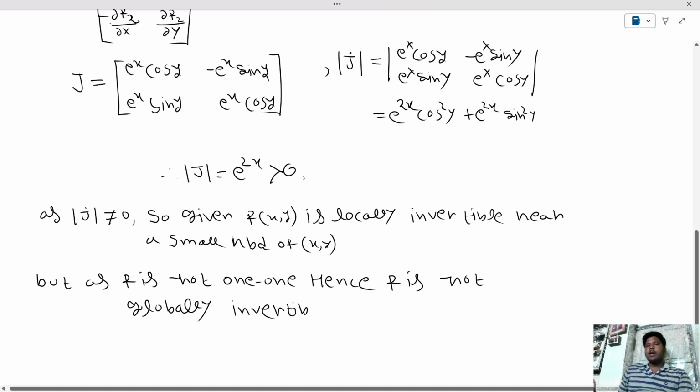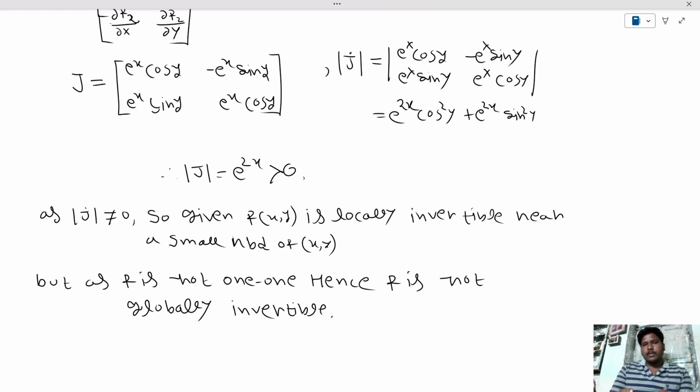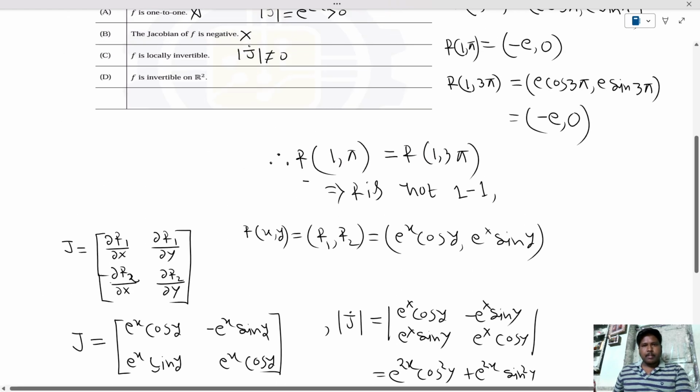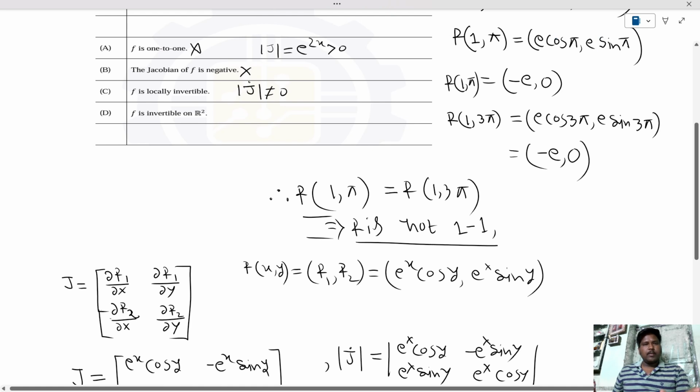That means अगर जैकोबियन नॉट इक्वल टू 0 होगा तो हम लोग बोलेंगे कि दैट फंक्शन is locally invertible. That means near a small neighborhood of (x,y), the function is invertible. But globally invertible होने के लिए हम लोग को locally invertible भी होना पड़ेगा प्लस फंक्शन को 1-1 भी होना पड़ेगा. बट यहाँ पर तो फंक्शन 1-1 नहीं है, बिकॉज हम लोग प्रूफ किए हैं. So if it's not 1-1, that means the function is locally invertible rather than globally invertible. So option C is correct and D is false.